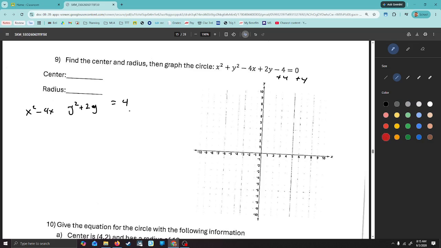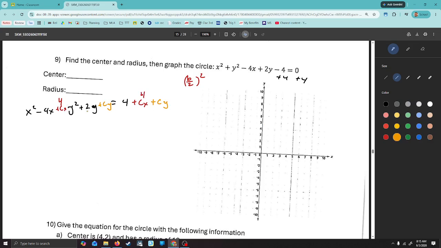Now, I need the perfect square for x, so I call that Cx. Because I'm fair, I'm going to do it to the other side. And I need the perfect square for y, I call that Cy. So I'm going to call this over here Cy. Now to find the perfect value, remember, it's b over 2 squared. So -4 over 2 squared is -2 squared, which is 4. So this Cx is 4. This Cx is 4.